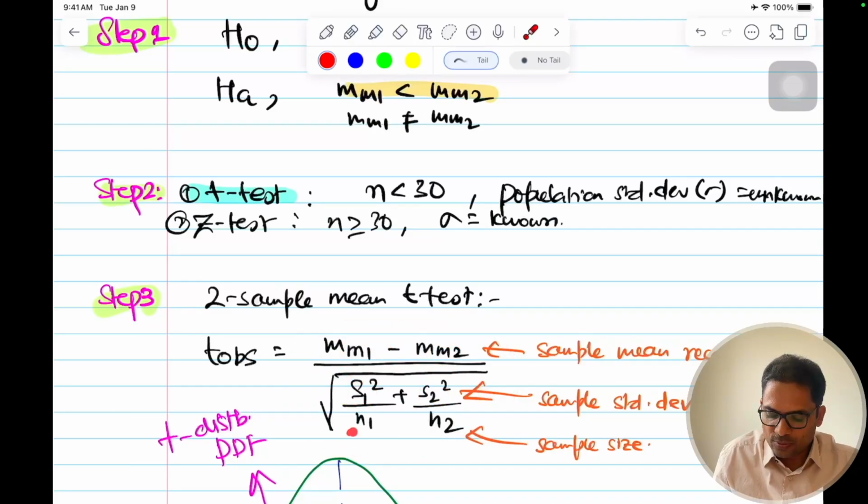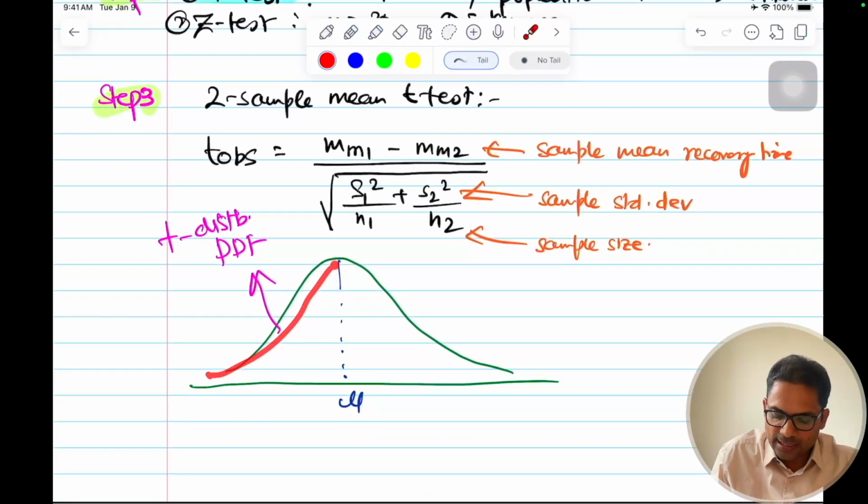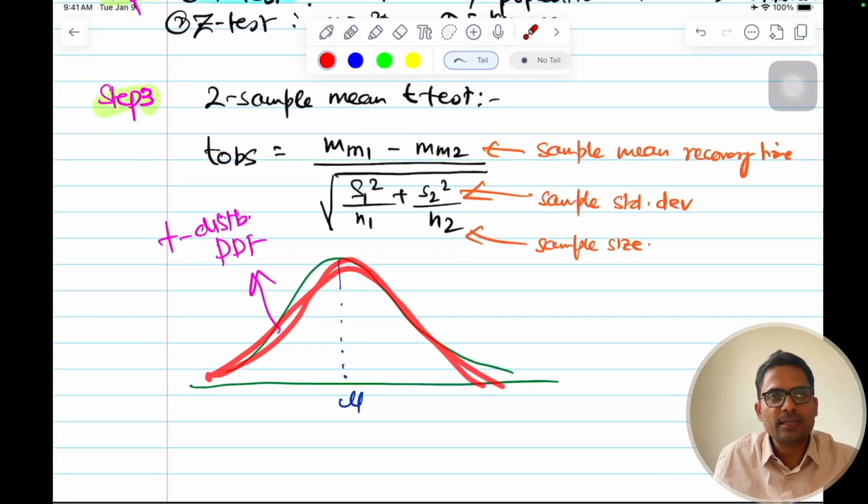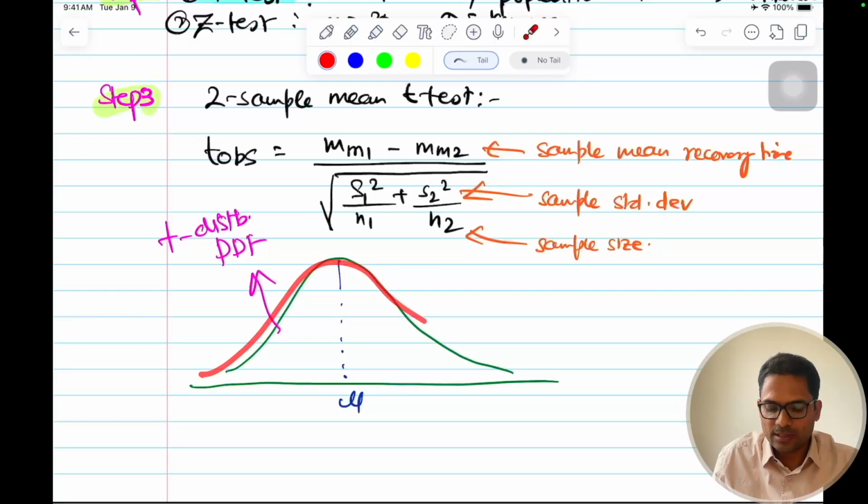For M1 and M2, and N1 and N2 is the sample size. I have all these values, so I can calculate the t observed from this, simply. And I know that this is a t distribution. I can go and find out the t distribution for the given data.